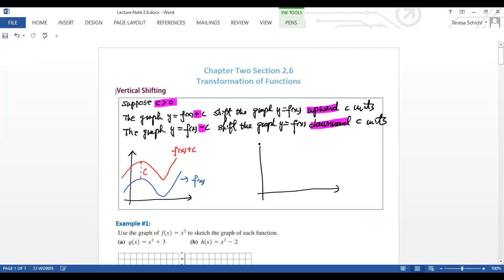The same thing here: if this is my f of x, and then I have another function that goes like this, and this distance is c, then we call it a shift downward. So it's f of x minus c. It's pretty straightforward. You add something to your y, because f of x is y. So when you add something, you move the y value up and down.